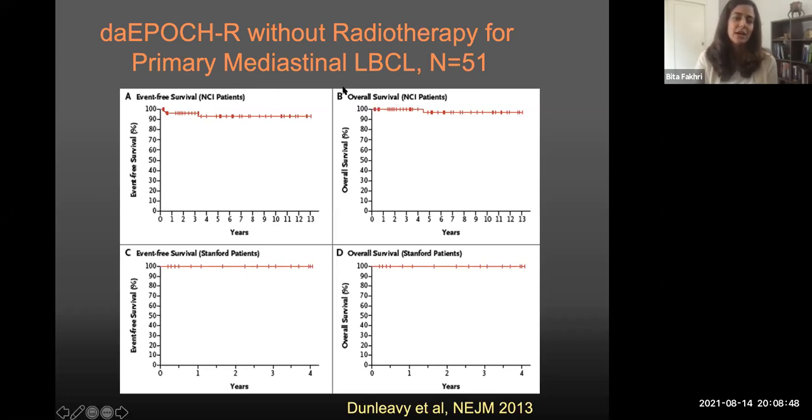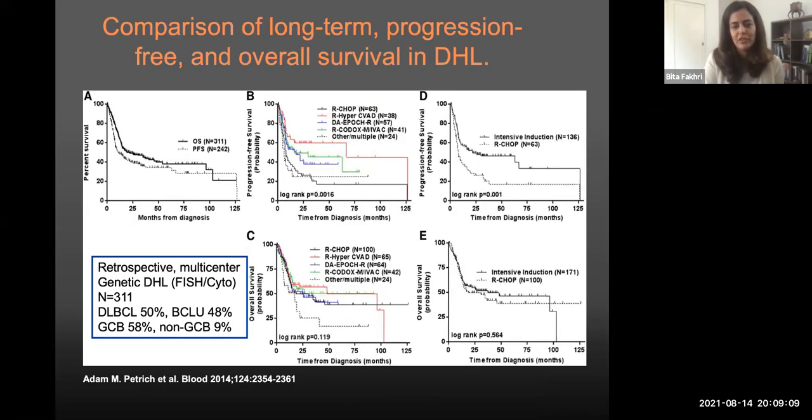based on the NCI prospective study, which was further validated by the Stanford group retrospective analysis of their primary mediastinal B-cell lymphoma patients who received dose adjusted EPOCR, this is the regimen that almost everyone in the States uses for primary mediastinal B-cell lymphoma patients.